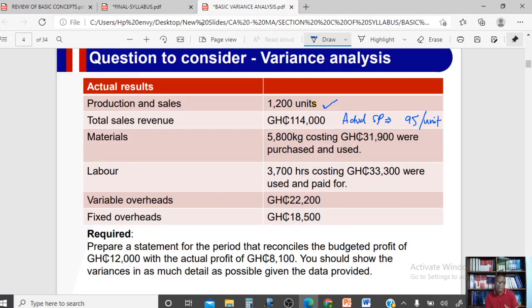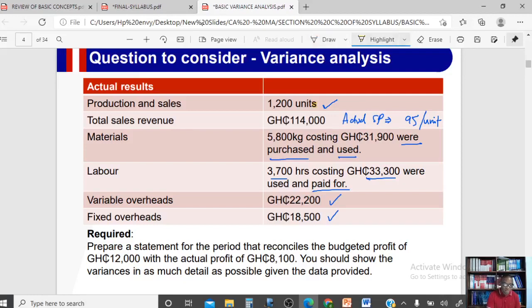Then the materials bought and utilized come to 31,900. Take note, they said the materials were purchased and used, meaning that all the 5,800 were purchased and used. I'll tell you what happens when we buy and don't get to use all of it. Labor, 3,700 hours were used, costing 33,300, and paid for. I'll tell you what happens when we pay for, say, 3,700 hours but use less, meaning idle time. Then variable overheads incurred, actual and fixed overheads.